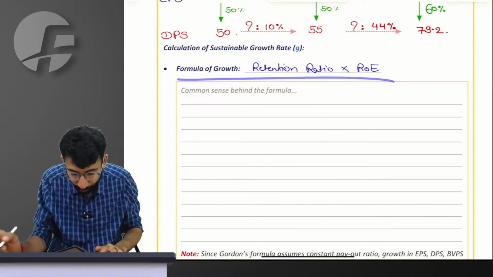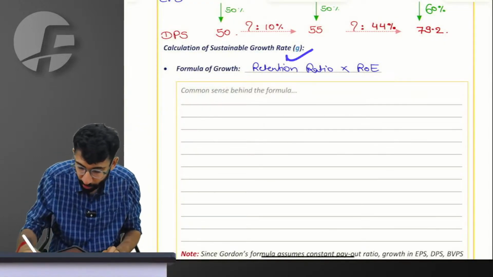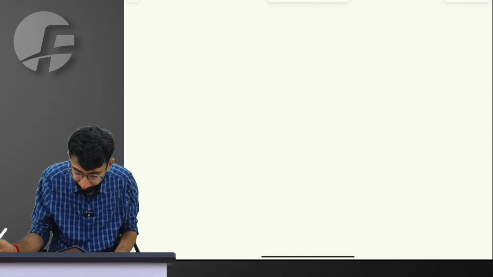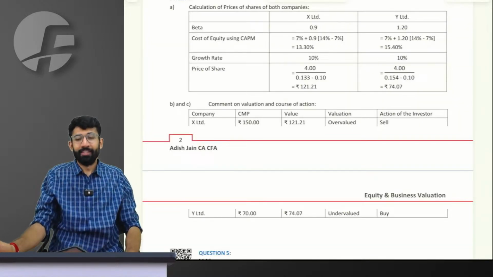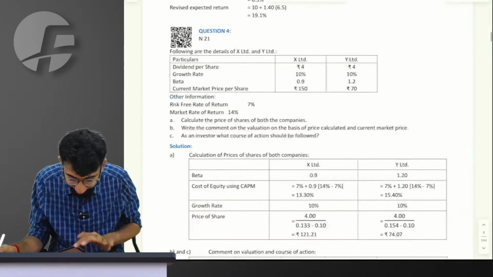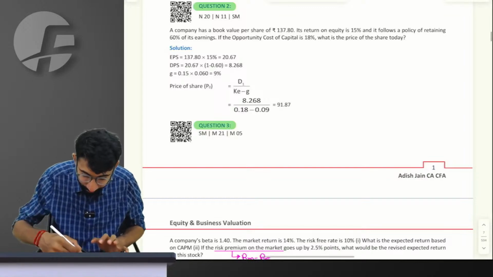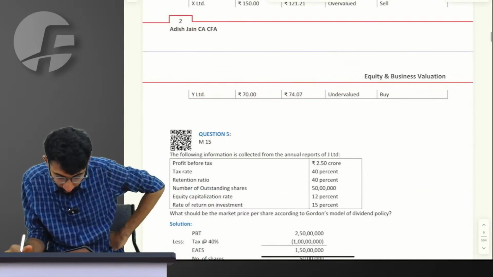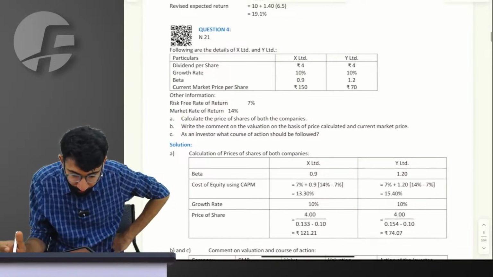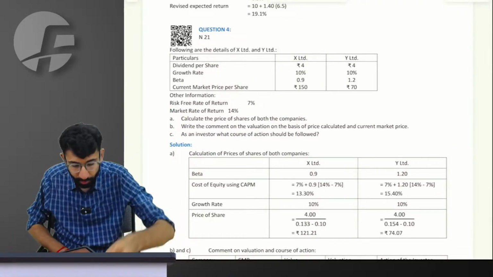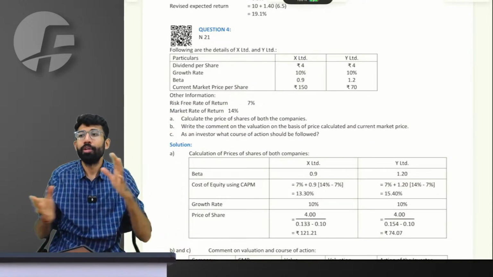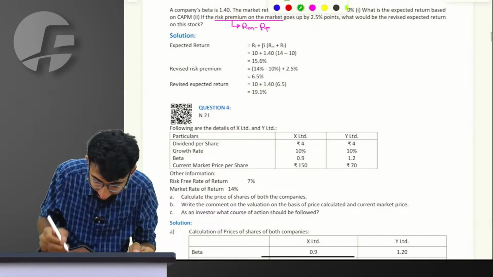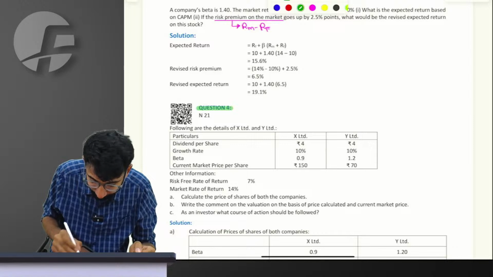We are done with the formula of growth, which is retention ratio into ROE. We are all set till this point. Now let me take you to the question scanner. We were done till question number 3. Now let me take you ahead. Question number 4, an extremely easy question, needs to be solved only and only on calculator. Let us do it. Open your calculators and we'll start to do this.